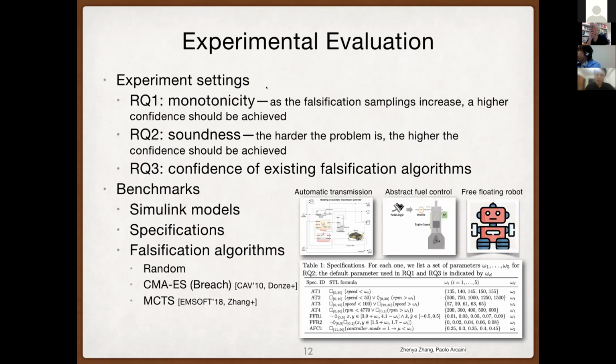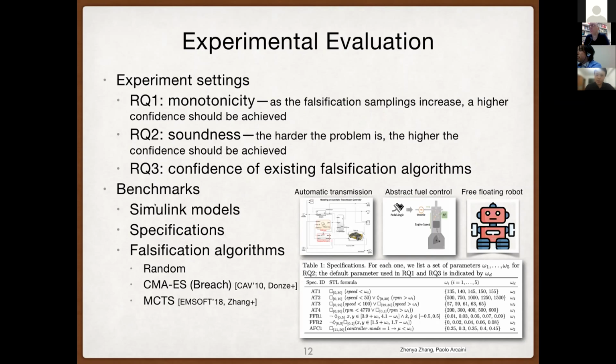In our evaluation, since it's hard to evaluate our measure because there's no ground truth, we evaluate our method in a metamorphic fashion. For example, in RQ1, we evaluate the monotonicity of our measure, that is, as the number of falsification samplings increases, we would expect a higher confidence to be achieved. And in RQ2, we evaluate the soundness of our approach, that is, the harder the problem is, the higher the confidence to be achieved. And in RQ3, we evaluate the confidence of some existing falsification algorithms.